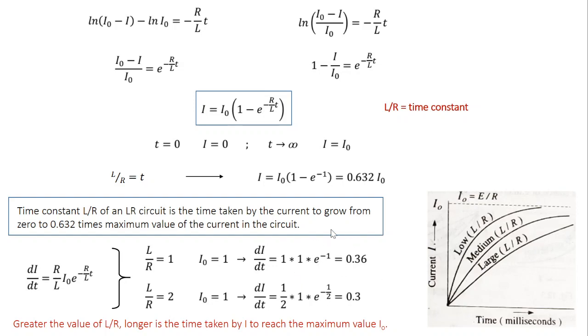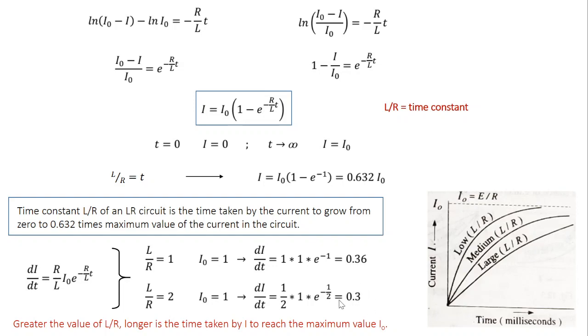So let's look at the case where time equal to 1 second. After 1 second, what happens to the current? So the exponential term is going to be e to the power minus 1. Do the math, you get 0.36. Similarly, when L by R equal to 2, you plug in the values, you get di/dt equal to 0.3.